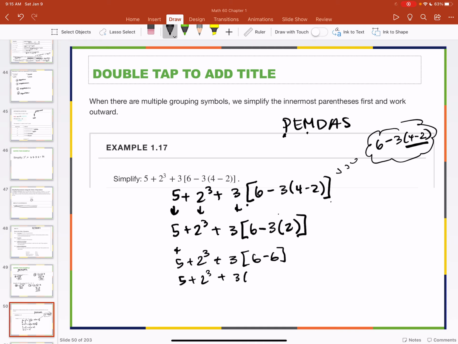So everything else comes down. 3 times 0, and anything times 0 is just 0. So then I get 5 plus 2 cubed plus 0. It doesn't matter, I don't need to keep writing it. 2 cubed is next because that's an exponent. So 5 plus 2 cubed, 2 times 2 times 2 is 8. So that's just 5 plus 8, which ultimately becomes what? 13. That's your final answer.